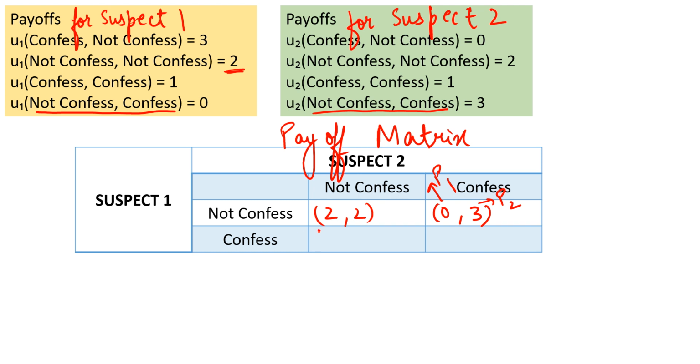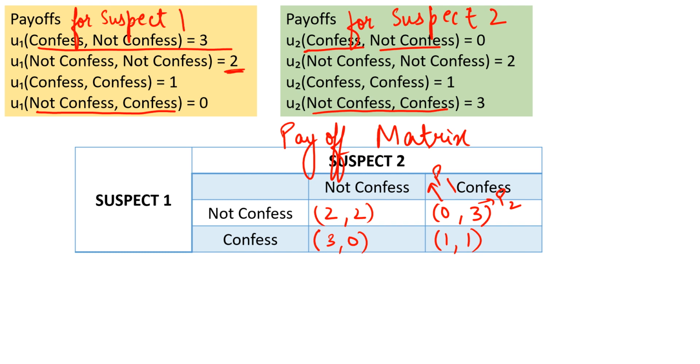Next, suspect 1 confesses, but the other player does not confess. In that case, this is the situation. It will get 3, and over here the payoff for player 2, when the first player confesses and the other does not, is 0. And when both of them confess, that is 1, 1. Right? So this is the basic payoff matrix for any prisoner's dilemma.